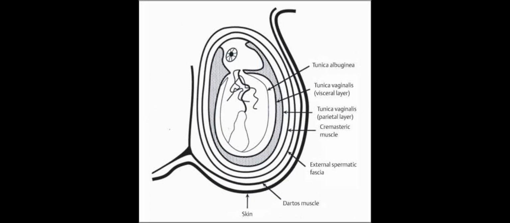So now let's discuss the scrotum and the testes in detail. The various layers of the scrotum, from outside to inside: the first layer is the skin, the second is the dartos muscle, after that is the external spermatic fascia, and then the cremasteric muscle. After that we have the tunica vaginalis and then the tunica albuginea. The tunica vaginalis includes the visceral inner layer and the parietal outer layer.